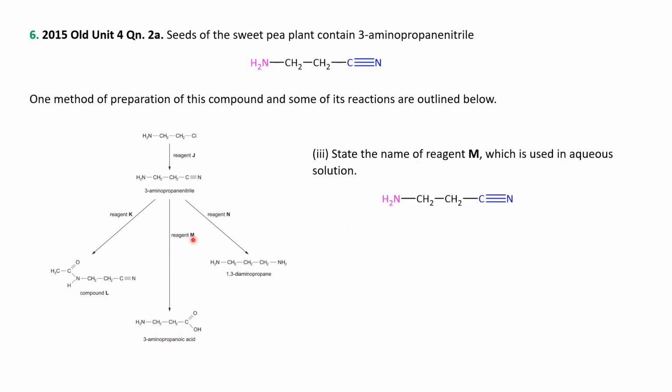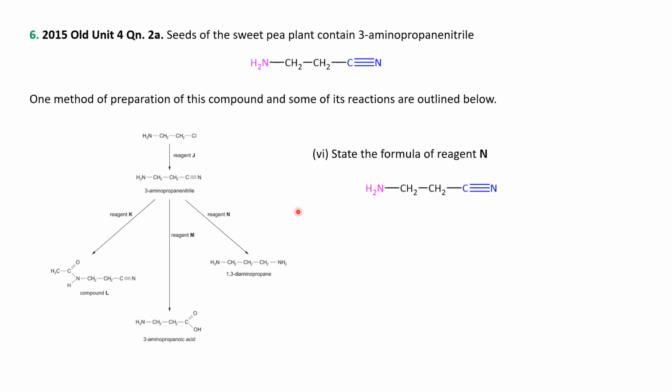Now we're looking at M. So M is where we take the amine nitrile. We don't touch the amine end, but we turn the nitrile or the cyanide into the carboxylic acid. We've already seen this. This is just a hydrolysis reaction with acidified water or with aqueous acidic solution, however you want to think about it.